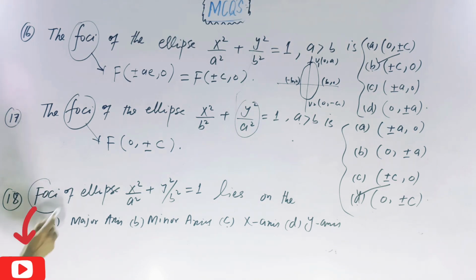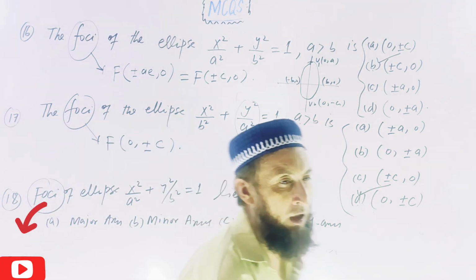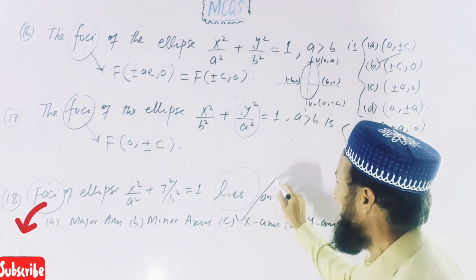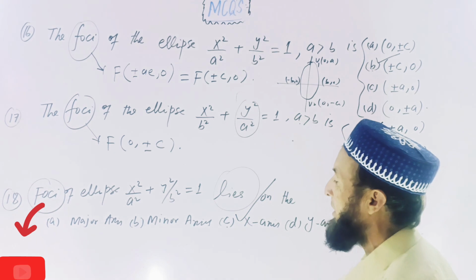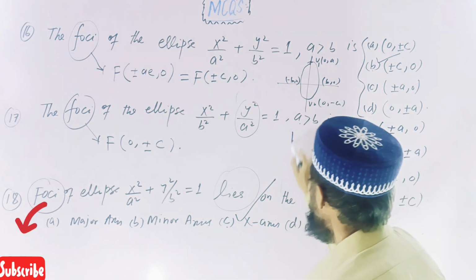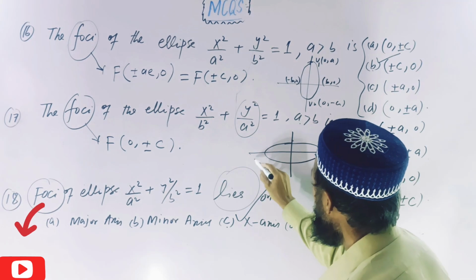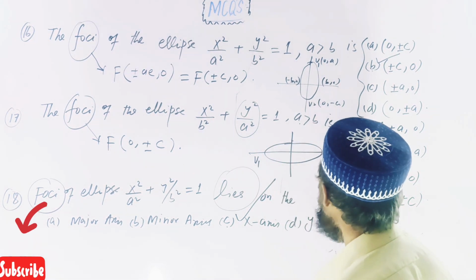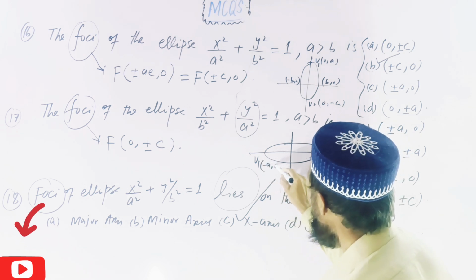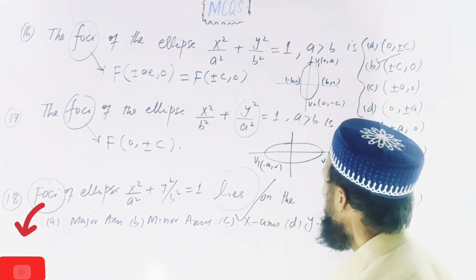The foci of the ellipse x square by a square plus y square by b square is equal to 1 lie along the x-axis, because here A must be greater than B. In this type of ellipse, the vertices V1 and V2 along the x-axis are (minus A, 0) and (A, 0).